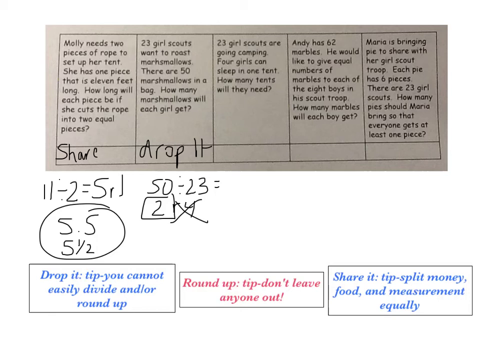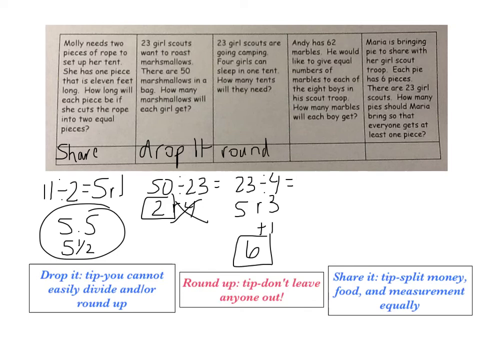Next one, we've got 23 Girl Scouts going camping. 4 girls can sleep in one tent. How many tents will they need? This is similar to our problem before. 23 girls divided by 4 girls in each tent, and you're going to get 5 tents, remainder 3 girls. Well, are you going to make those girls sleep out? No, you're going to make sure you have another tent. So you're going to add 1, and you've got 6 now. So you round it up.